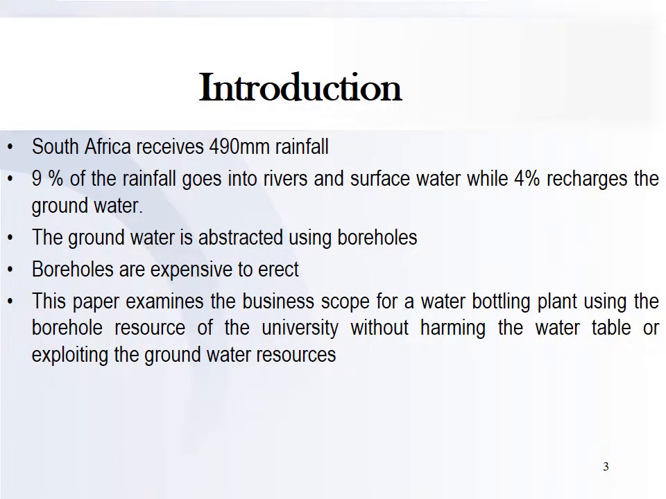South Africa receives 490 millimeters of rainfall annually. This is on average about half of what the rest of the world receives. 9% of this rainfall goes into rivers and surface water, while 4% recharges the groundwater. The groundwater is usually abstracted using boreholes. Boreholes are very expensive to erect and are usually not used by households. This paper examines the business scope of a water bottling plant using the borehole resources of the university without harming the water table or exploiting the groundwater resources.